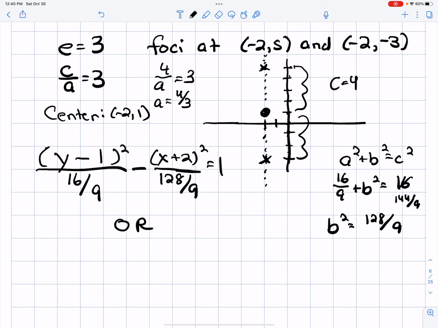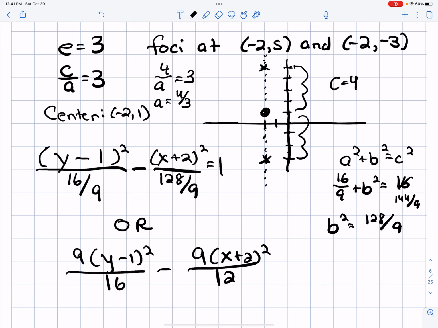All right. So we've got the 16 over 9, 128 over 9. Yeah, we could write it also as 9 times y minus 1 squared over 16 minus 9 times x plus 2 squared over 128 equals 1. So that we could do that too. All right, there you go. So either one of those would be acceptable ways to write the equation.